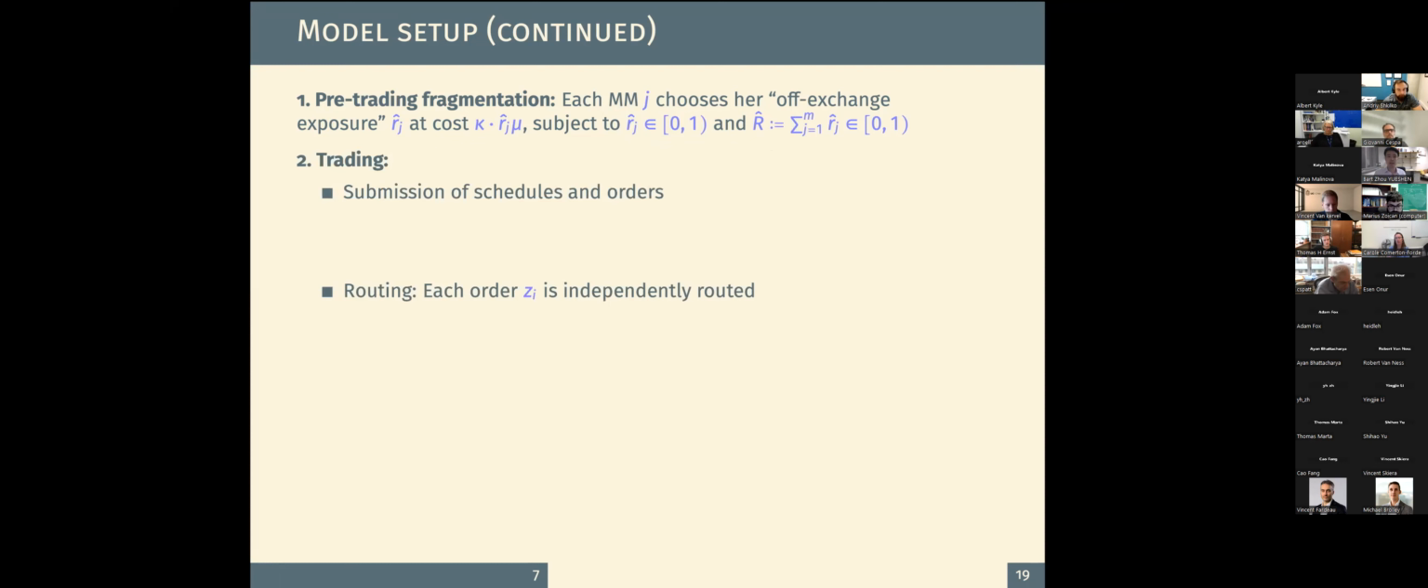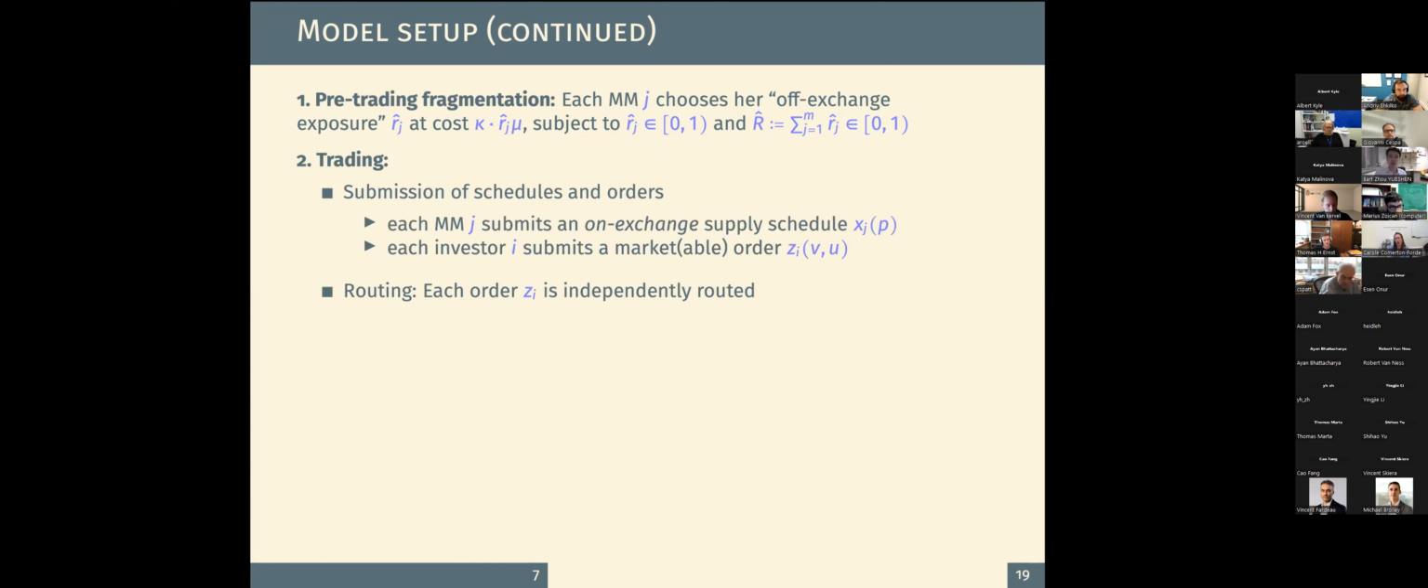Trading happens by submitting the orders. So on exchange, the market makers supply the schedules X_j of P to supply liquidity, and each investor submits the market order Z_i of V and U, their private information. Okay? And then once the orders are submitted, each order is independently routed with probability r_j hat to market maker j, internalized by market maker j. Okay? And with the rest of the probability, capital R, so 1 minus R hat, or 1 minus the summation of all the small r_j's, the order ends up on the exchange.